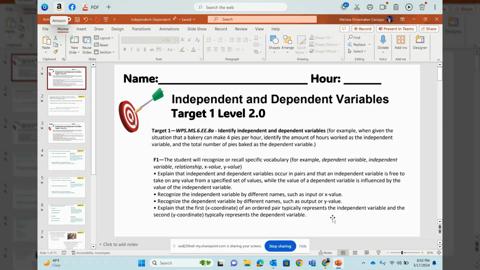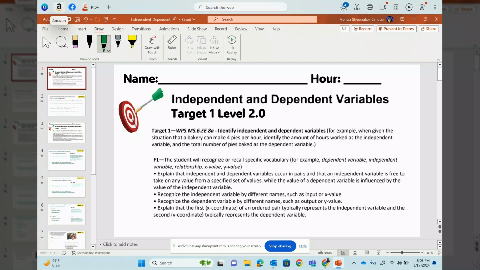Today we're going to start working on independent and dependent variables. The first thing that we have to understand is that by working on the foundational skills, we have to know what independent means and what dependent means.